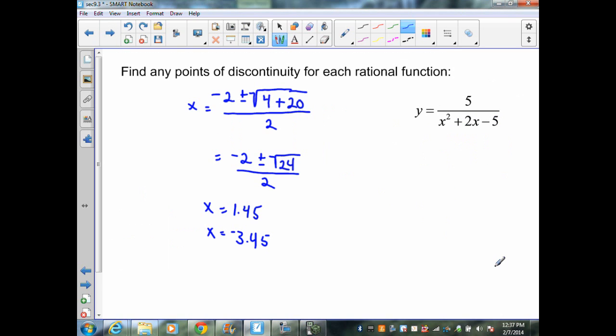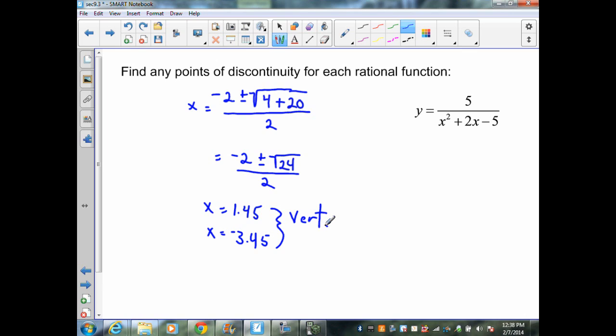On this example, again, I want to find the points of discontinuity. Here's my rational function, which is y equals 5 over x squared plus 2x minus 5. Normally what I'd like to do is factor my polynomial expression, but in this case, I can't factor that expression. But I still need to find the values of x that would make my denominator 0, if there are any. To do that, I'm going to use the quadratic formula. I've plugged in my values and solved for the values of x that make my denominator 0. That would be x equals approximately 1.45 and approximately negative 3.45. And these are going to be my vertical asymptotes.